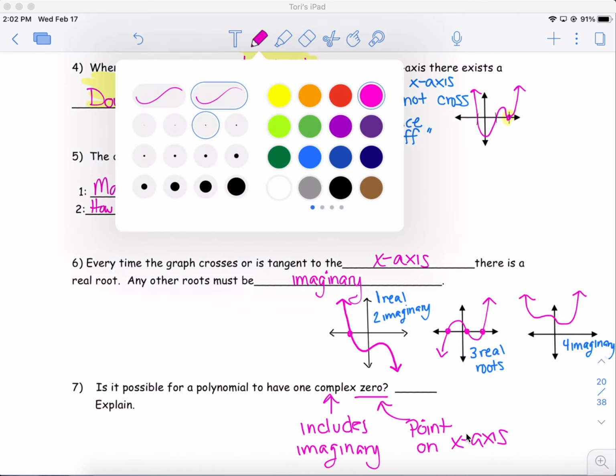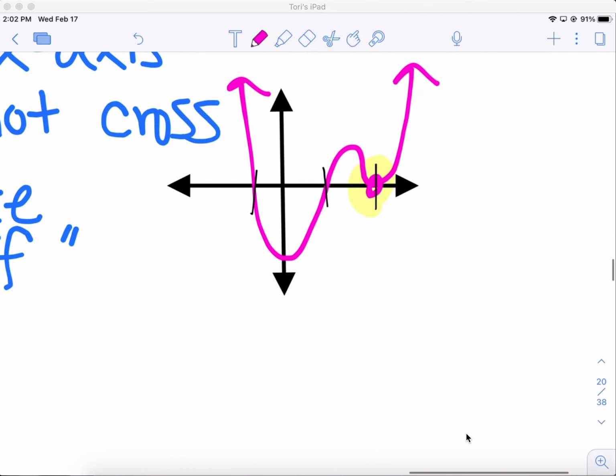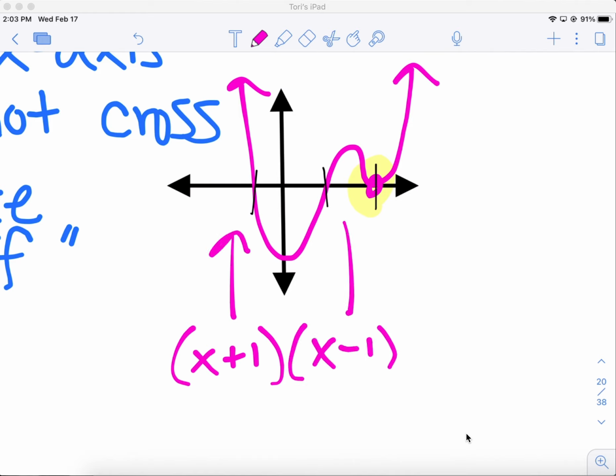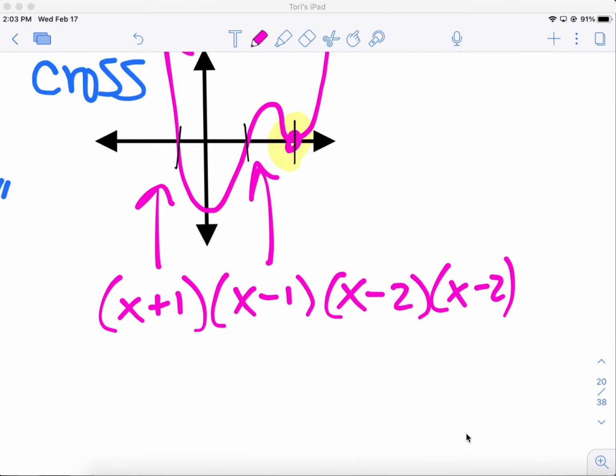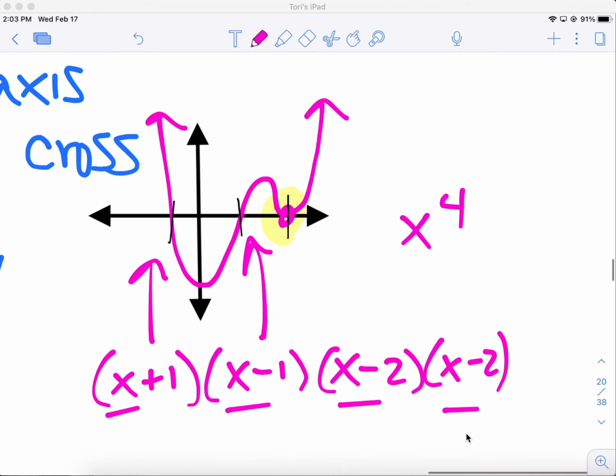So if I was going to write out the factors for this problem, I would have an x plus 1, because that's minus 1. I would have an x minus 1, because that's plus 1. And then I would have x minus 2 squared, or I could say x minus 2 twice. We would see that there's 4 x's here. Based on the shape, it makes sense because that's to the 4th power. That's basically what we're coming up with.